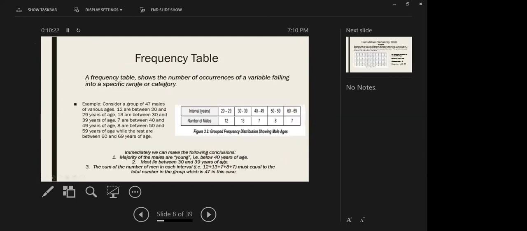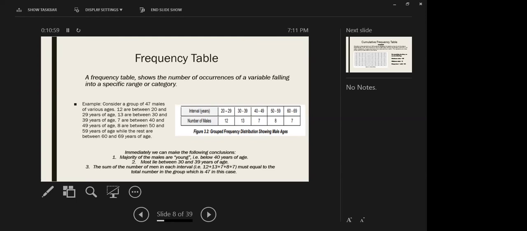So the most commonly used table when it comes to summarizing data is what is called a frequency table. Now, a frequency table is a table that shows the number of occurrences of a variable falling into a specific range or category. Okay, let me try to explain what this means by this example. Like I said, you won't find this in your study guide. I'm just trying to give you an overview. The frequency table, that's unit 1, is actually there, but they don't give you the information that I'm giving you here.